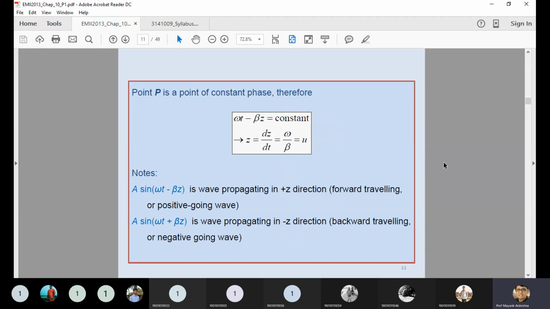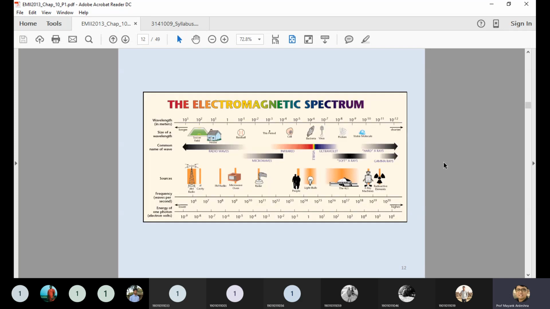Already discussed, this is the positive z direction movement and this is the negative z direction movement. If you see omega t minus beta z, which is positive, and omega t plus beta z, which is the negative z direction movement. This is the electromagnetic wave spectrum, starting with a frequency range of 10 raised to 6 up to 10 raised to 20.